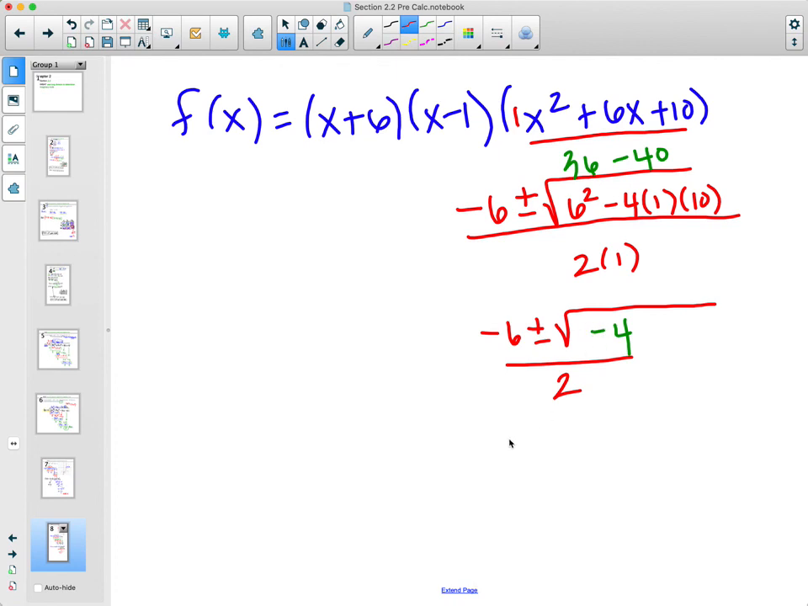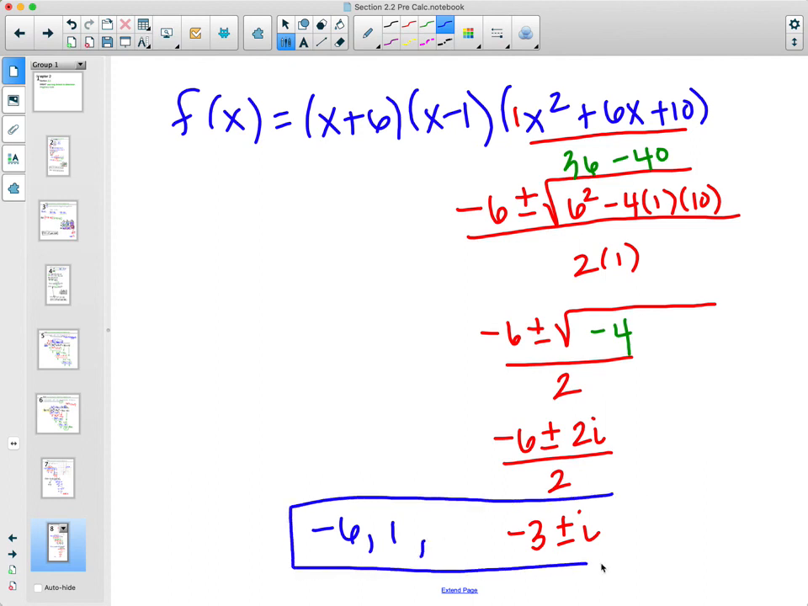Well, the square root of negative 4: the square root of 4 is 2, so the square root of negative 4 is 2i. All of these divide by 2, so we'd get negative 3 plus or minus i for another set of roots. So we originally had negative 6 and 1 that we saw from the picture, and then we just found these other two imaginary roots to give us a total of 4.